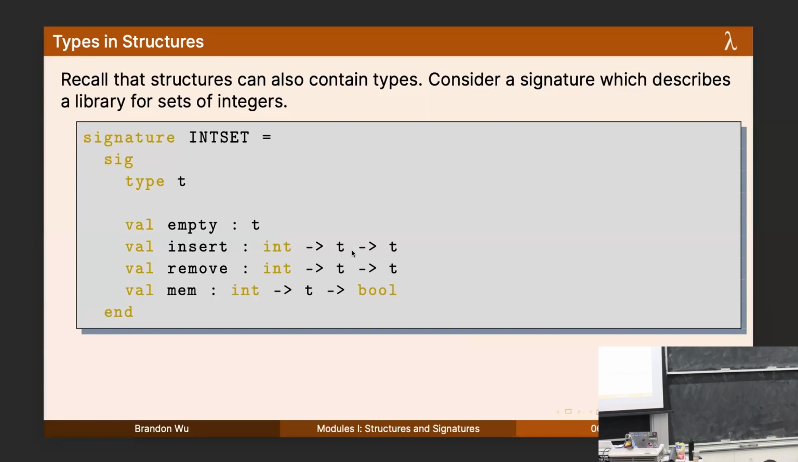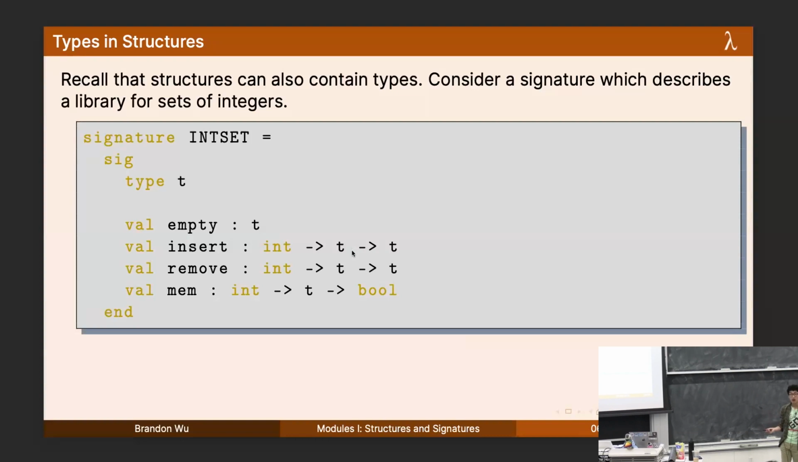The signature says that we have a type T. And this intset.t type should be my type of integer sets. I haven't said what it is. I haven't told you what the type definition is, but this is fine syntactically because I'm saying that anything ascribing to this type T or to the signature intset needs to give me such a type.